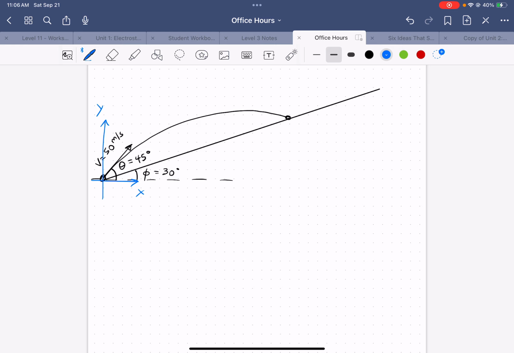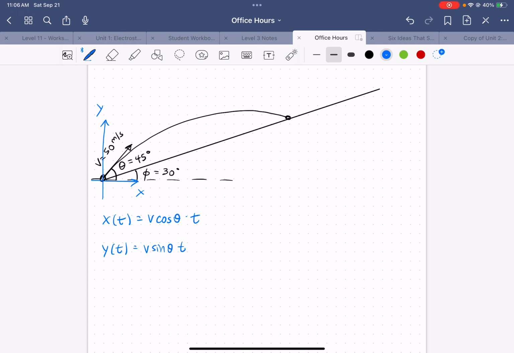So in the x direction, we will just have v times the cosine of theta multiplied by t. And in the y direction, we will have the position being v times the sine of theta multiplied by t minus 1/2 g times t squared.